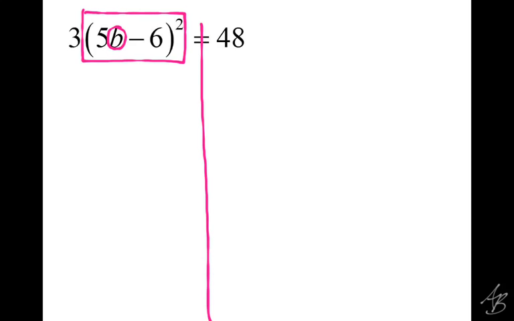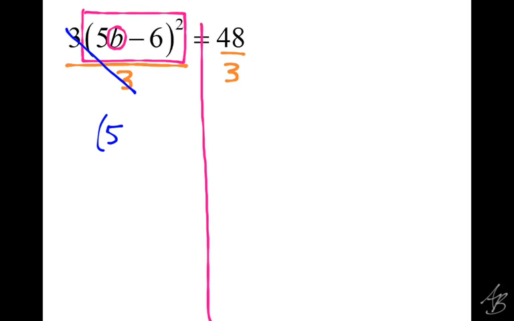Okay, now what that tells me is I need to get rid of the 3. Since the 3 is outside the box, I need to get rid of that. How am I going to get rid of that 3? We're going to divide by 3. So we divide by 3 on both sides. And on the left side, those 3's cancel each other out, which leaves what?